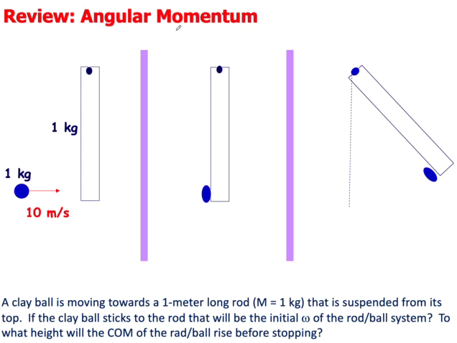In this case, a clay ball, this blue ball right here, is moving at 10 meters per second towards a 1 meter long rod that has a mass of 1 kilogram and is suspended from its top. If the clay ball sticks to the rod, what will be its initial omega after it sticks? In other words, what is omega as this thing starts rotating around this point? And finally, to what height will this rise afterwards?